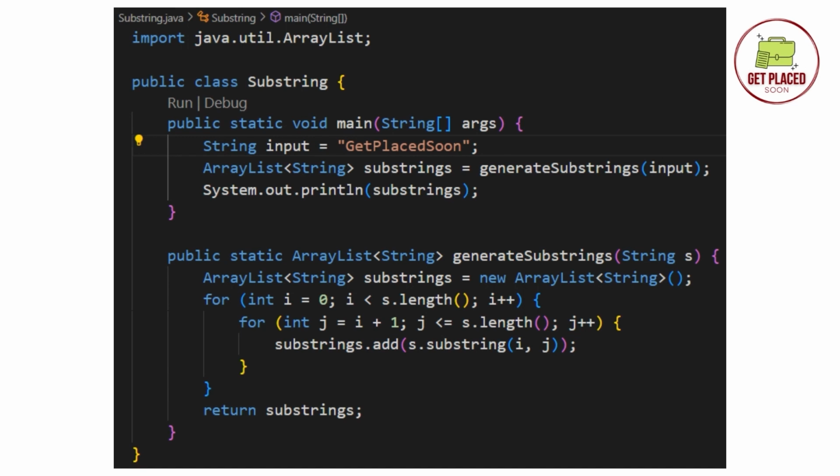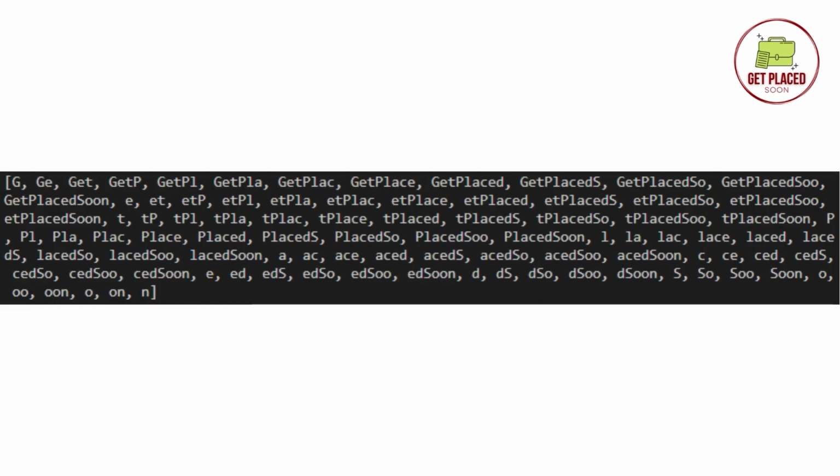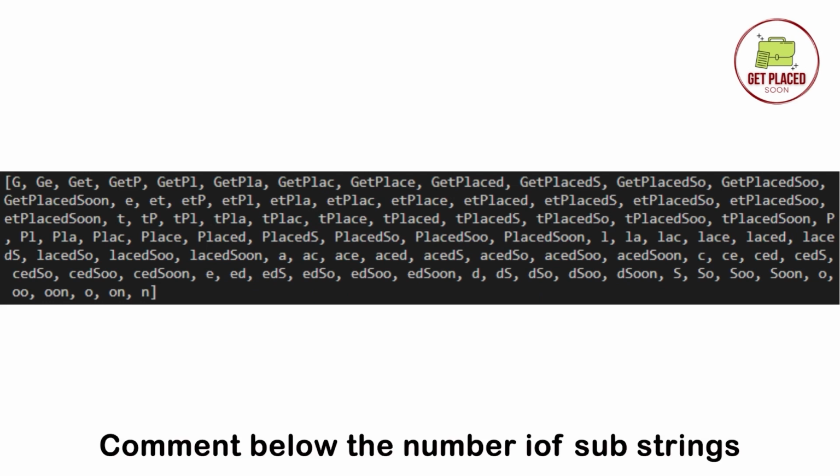Now comment below, for the given input Get Placed Soon, how many substrings are possible? So these many substrings are possible. Comment below the number of substrings, and the formula is also available in the previous slides.